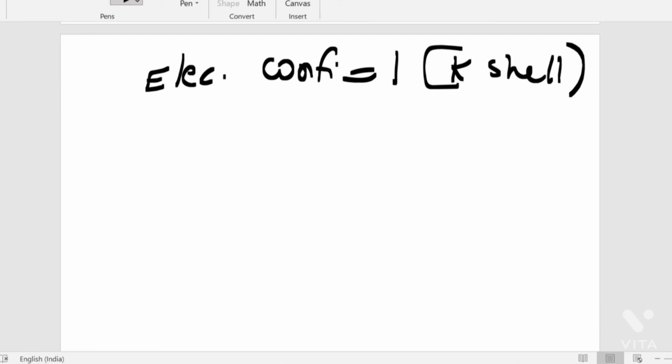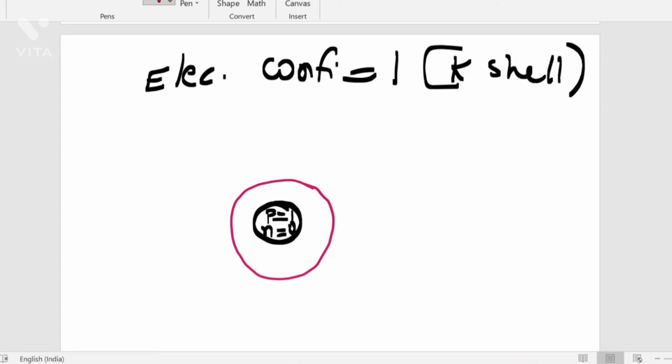When drawing the shells, first I'm drawing the nucleus. In the nucleus, the proton number and neutron number will be there. Proton number is 1, neutron number is 0. Next I have to represent the first shell, the K shell. How many electrons are there in the K shell? 1. So I'm representing that 1 electron here. This way I have to draw the structure using the number of shells, here it is only 1, that is the K shell. So this way I have to draw the structure of hydrogen.